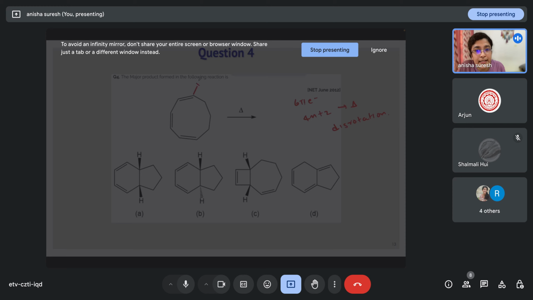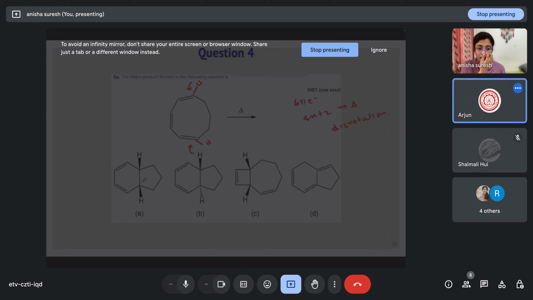So we can consider a hydrogen atom here, and if it is following disrotation, the hydrogen which is outside will be coming above. Both the hydrogens which are outside will be coming above. So it will result in the formation of cis hydrogens, right? One ring will be a 6-membered ring, and the other ring will be a 5-membered ring: 1, 2, 3, 4, 5, a 5-membered ring. So the right option will be option A.